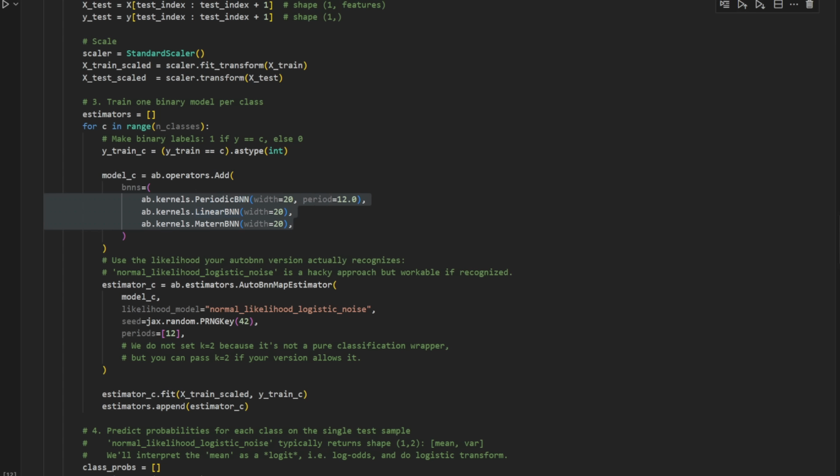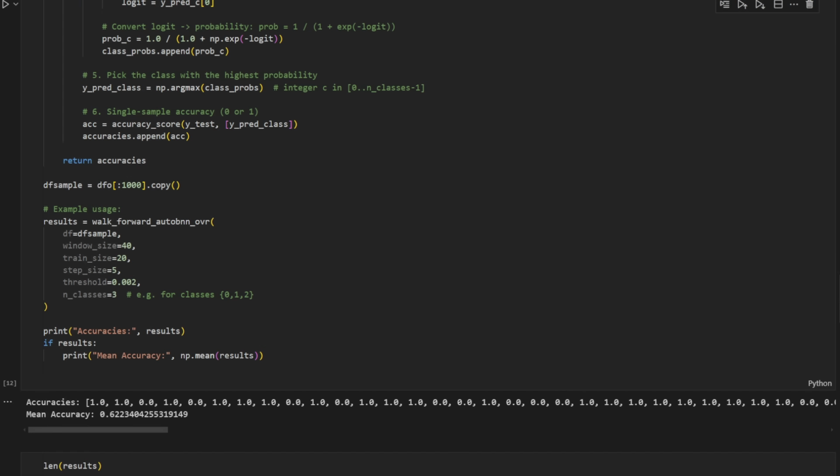Then the Matern, the last one, the Matern kernel is a popular choice for modeling smooth yet flexible functions. There's no particular reason. We just added it to add a bit more flexibility to our overall model. It's more general than the squared exponential kernel and can handle rougher data patterns somehow. Width equal to 20 also controls the smoothness and flexibility of the function.